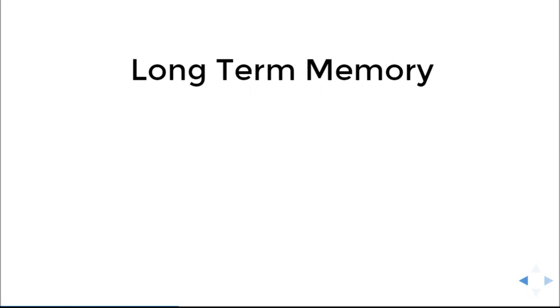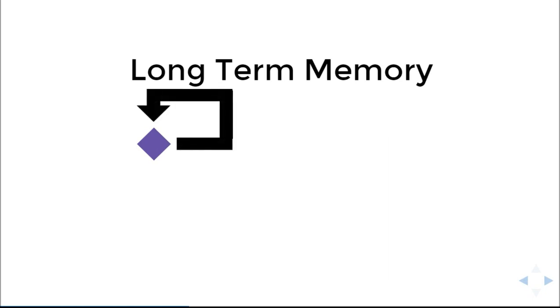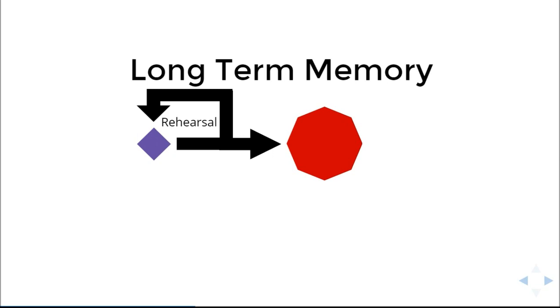Moving on to our final memory store, the long-term memory. Information in the short-term memory is gone over multiple times in a process we know as rehearsal. The easy way to remember rehearsal is when you think about a school play. The actors would go over their lines and their parts multiple times until they know it perfectly, and that's what you're doing, going over information in your mind. Once you have rehearsed information sufficiently, it is transferred to your long-term memory, which is represented by this large red octagon. Information that you don't rehearse sufficiently is forgotten.